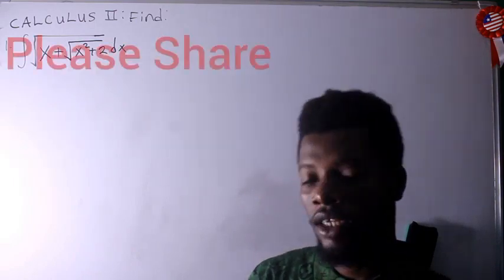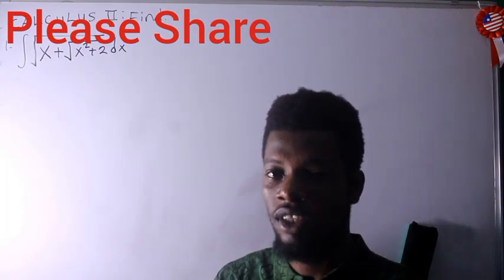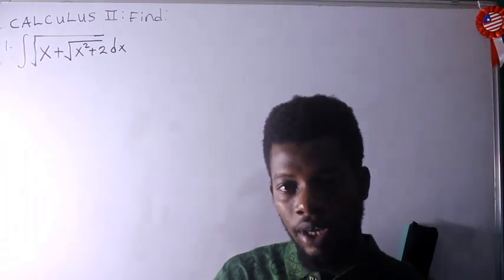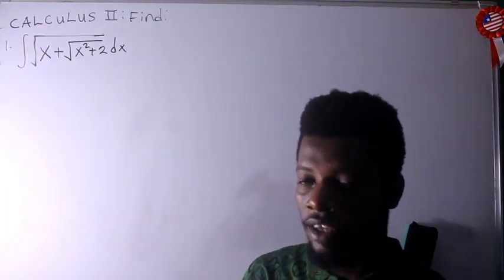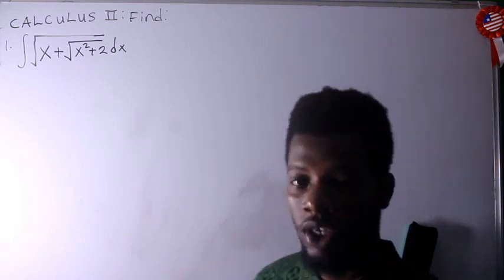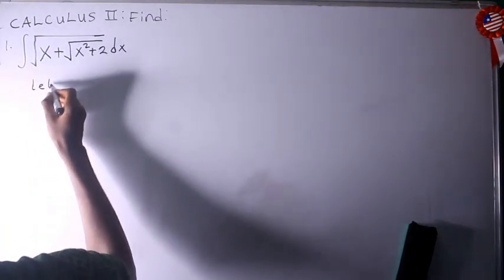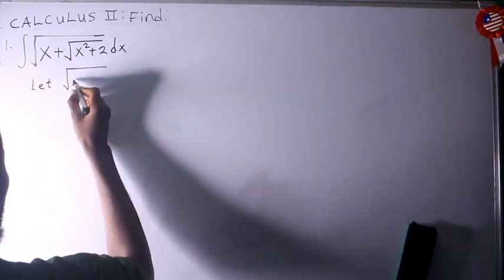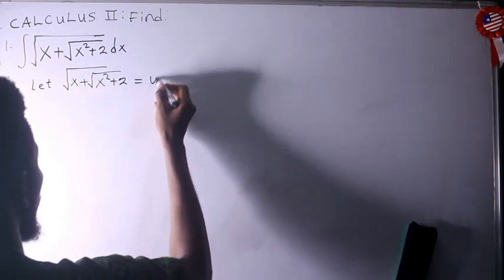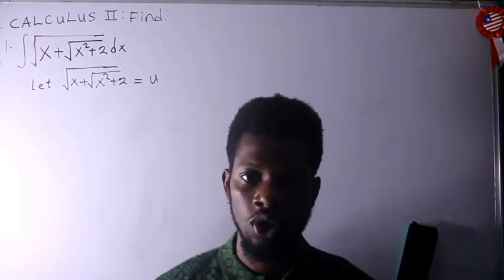Before we begin, it is important that you know that this is an indefinite integral because it doesn't have a boundary. An upper bound and a lower bound is missing. Because of that, we say this is an indefinite integral. So we begin by using a substitution. We say let the entire square root of x plus the square root of x squared plus 2 equal some new variable u, and we call this a u substitution.